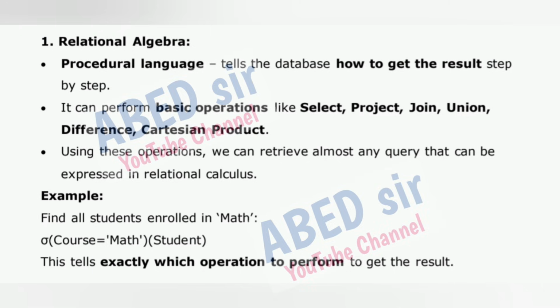Example. Find all students enrolled in math. Sigma course equals math (student). This tells exactly which operation to perform to get the result.